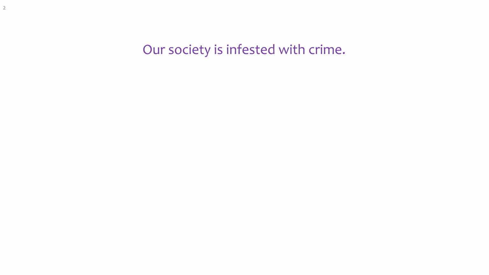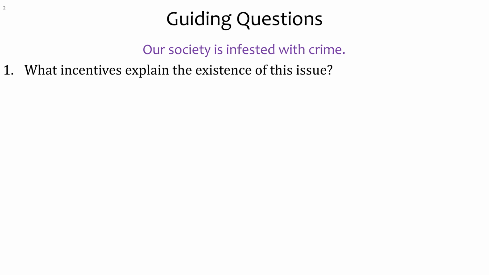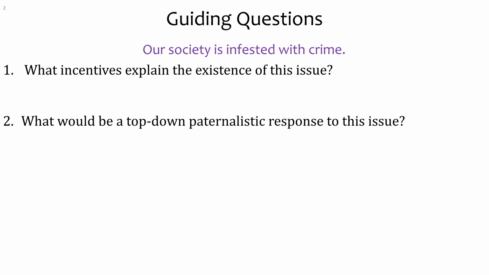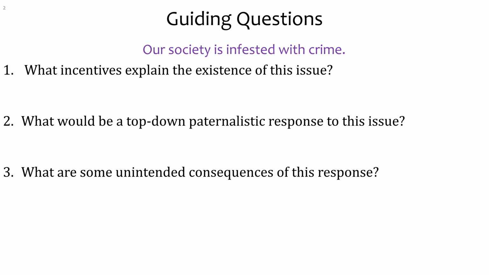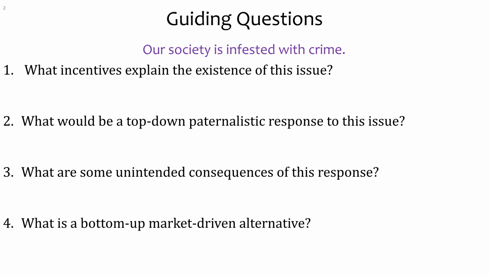Our society is infested with crime. This is the overarching theme of the lesson, and you should be able to analyze it through 4 guiding questions. What incentives explain the existence of this issue? What would be a top-down paternalistic response to it? What are some unintended consequences of it? And what is a bottom-up market-driven alternative?